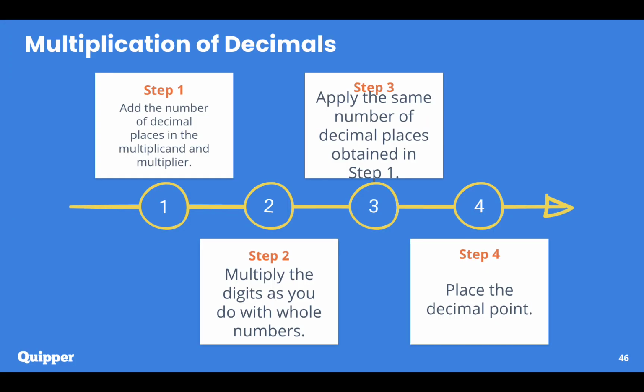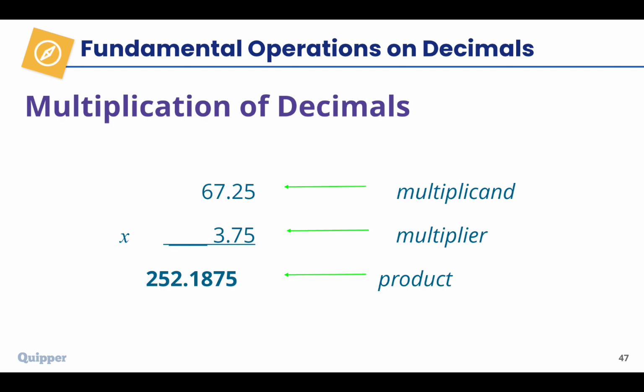Okay, so we have here the 4 steps on how we multiply decimals to decimals and decimals to a whole numbers. So first step is you are going to add the number of decimal places in the multiplicand and multiplier. Step 2, you are going to multiply the digits as you do with the whole numbers. Step 3, apply the same number of decimal places obtained in step 1. And the last step is place the decimal point.